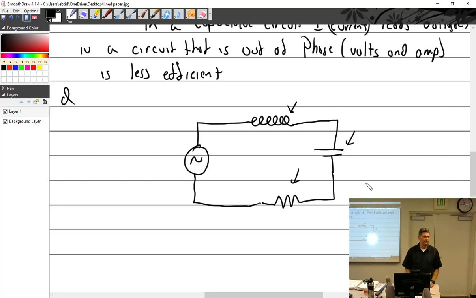Is a capacitor and a condenser the same thing? Same thing. Right, and you go back up.